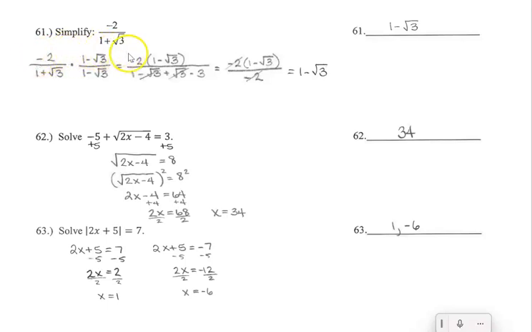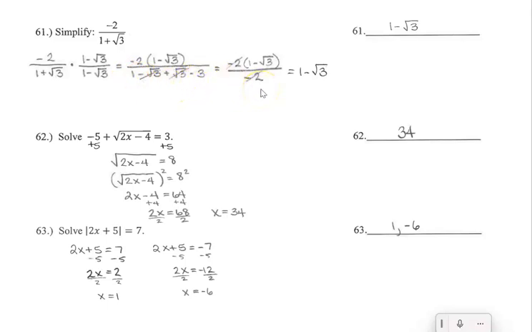So in my numerator, I have negative 2 times 1 minus the square root of 3. And the denominator, I'm going to FOIL. So 1 times 1 is 1. 1 times the negative square root of 3 and 1 times a positive square root of 3 are going to cancel each other out. And then positive times negative is a negative. Square root of 3 times square root of 3 is square root of 9, or 3. So 1 minus 3 is all that's left in the bottom.